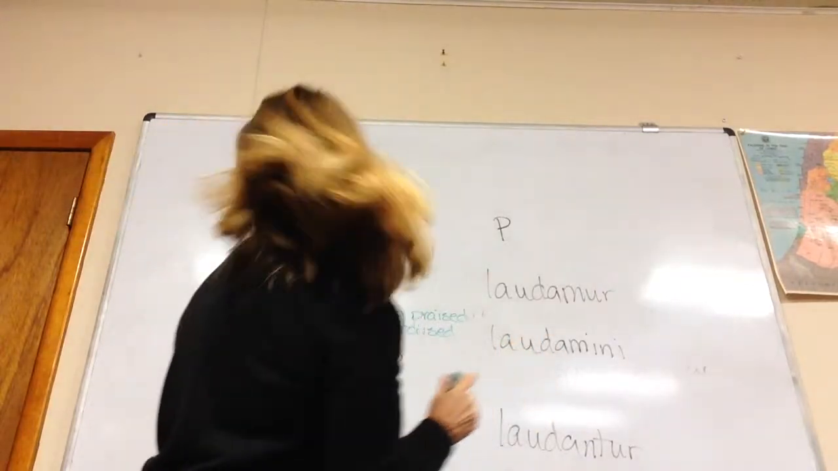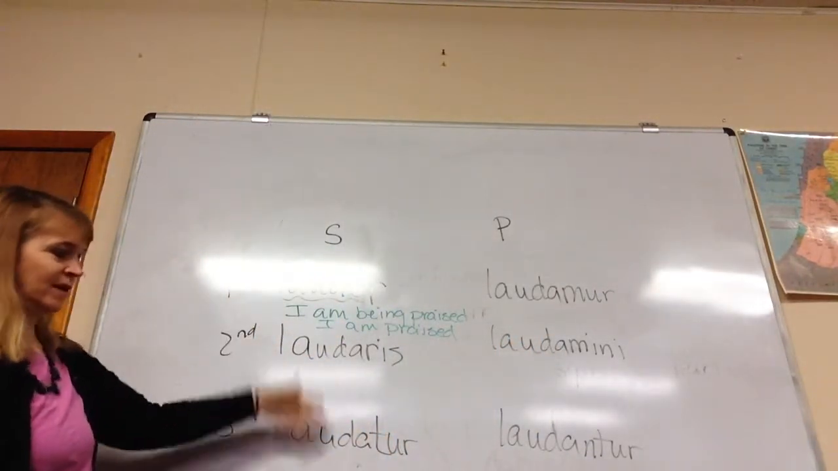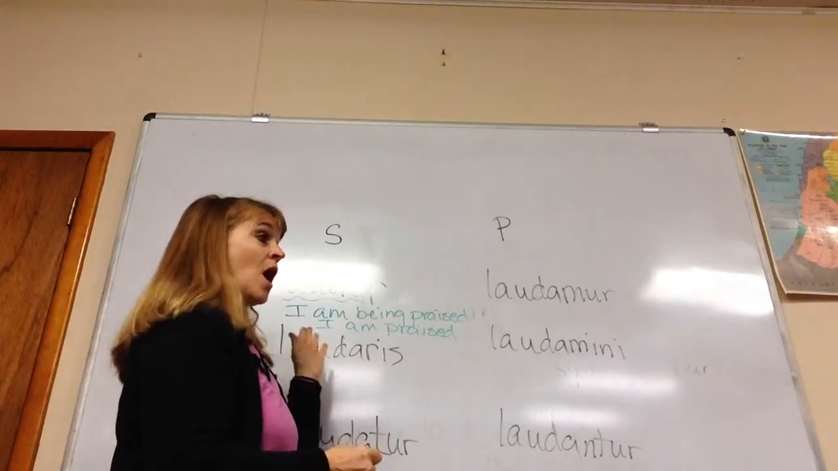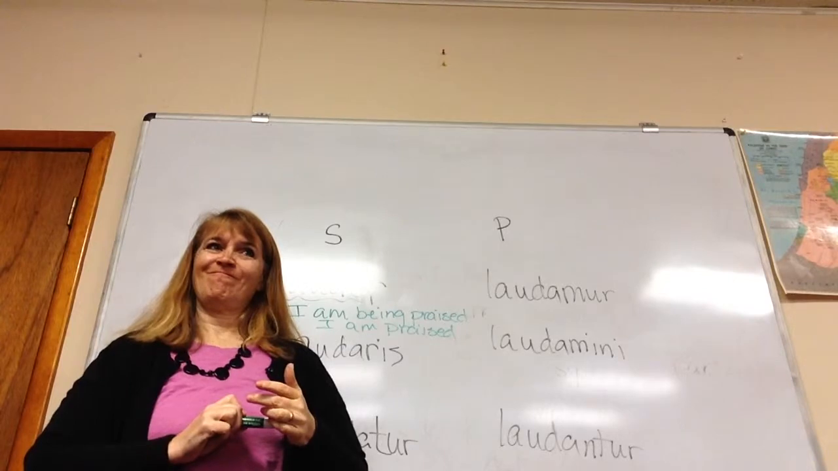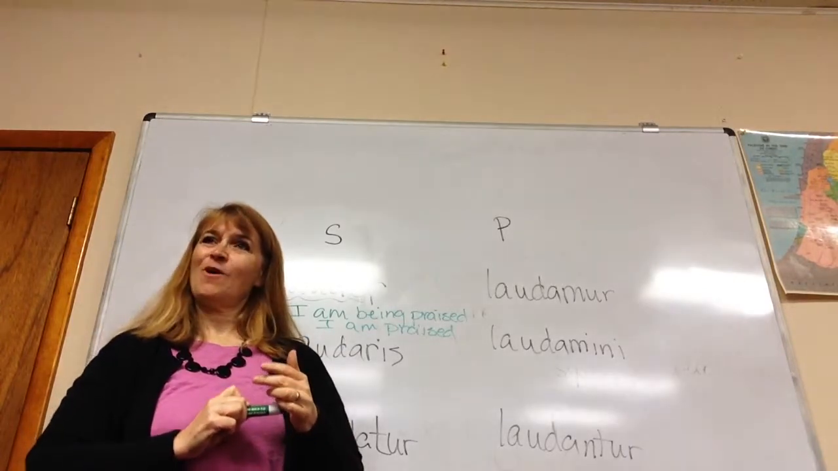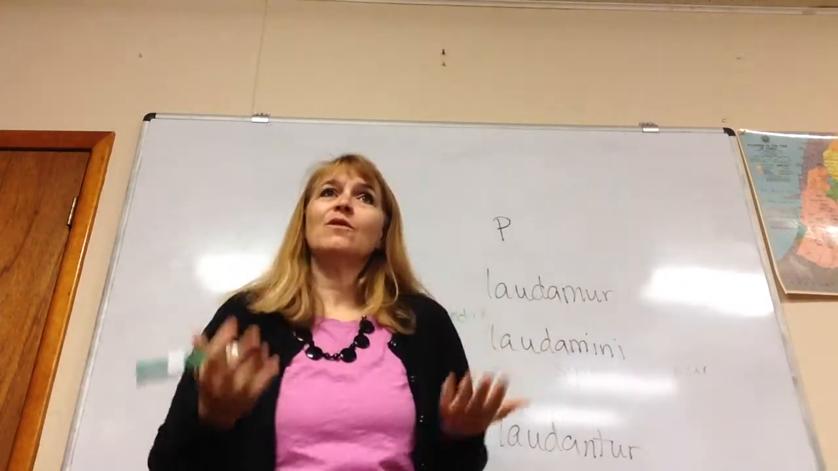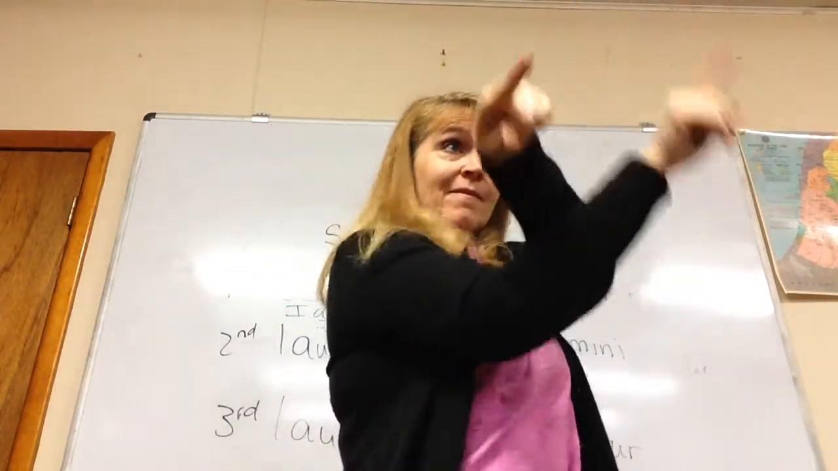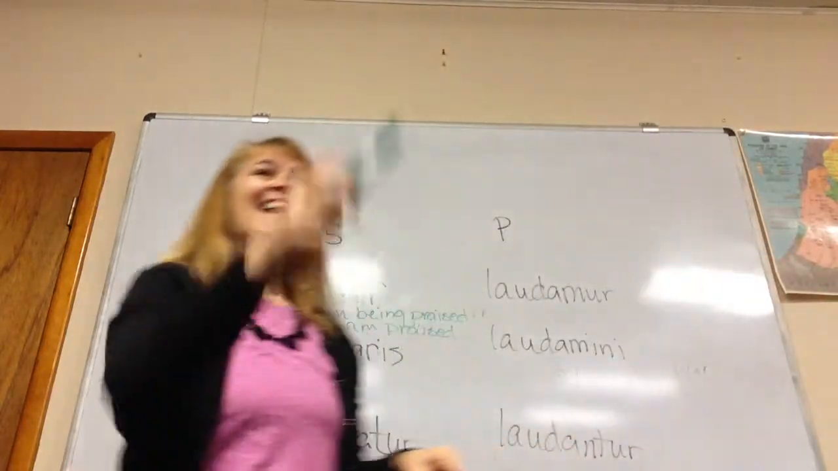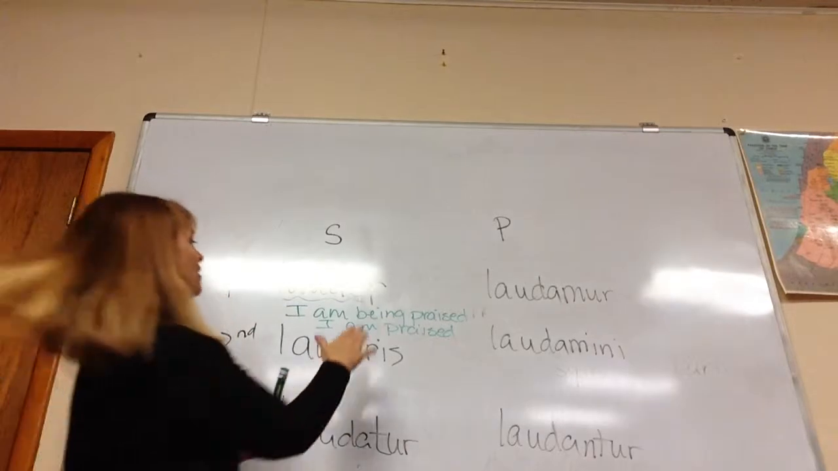Okay? Now, we're only going to do that one translating. I am being praised, you are being praised, he, she, or it is being praised. How do you think we're going to make this imperfect? What is our imperfect sign? What two letters do we add to a verb? Yep, BA. You got the right letters. So we need to add BA. That's the only thing we do.